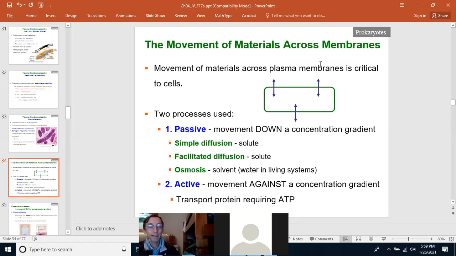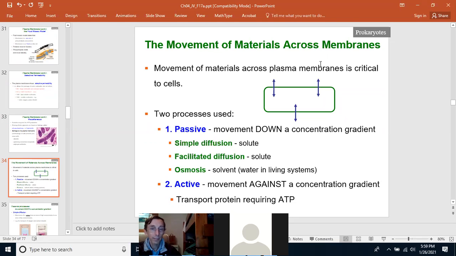There are two processes that cells use to move material across their membranes. The first is a passive process that doesn't cost the cell any energy, and the second is an active process that the cell has to use energy in the form of ATP. And what you're doing is you're moving things into or out of the cell by an active process, and that usually uses a transport protein.